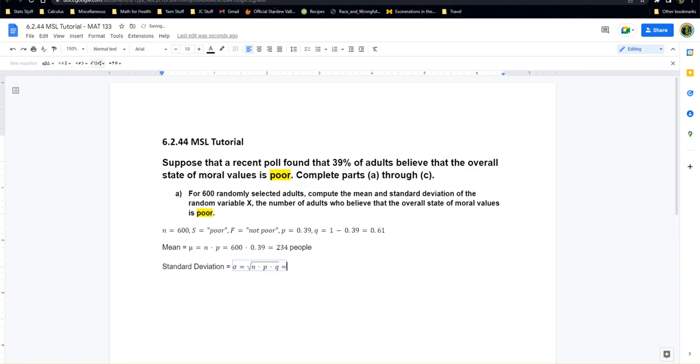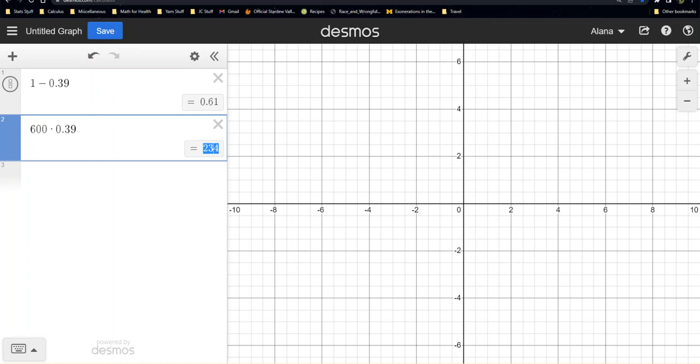So you're going to take the square root of, in our case, 600 times 0.39 times 0.61. Boy, it's convenient that we already found what those values were. All right, so I'm going to go to my Desmos, and I'm going to grab another line here.